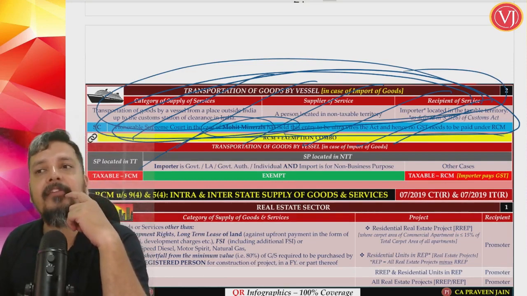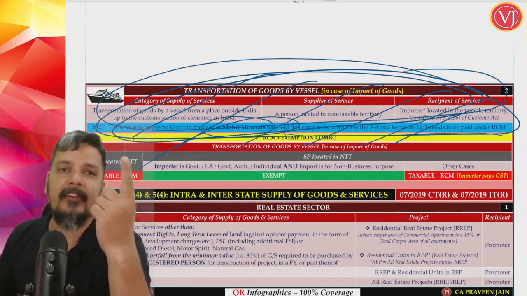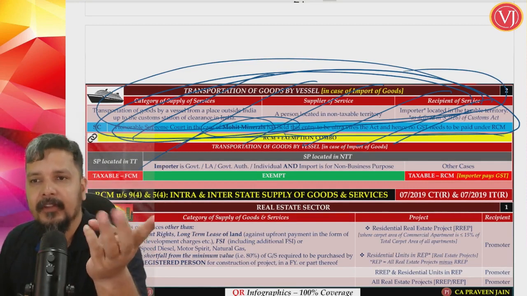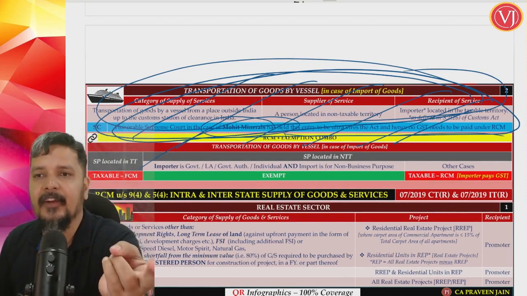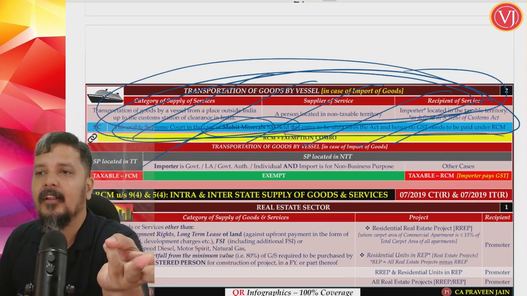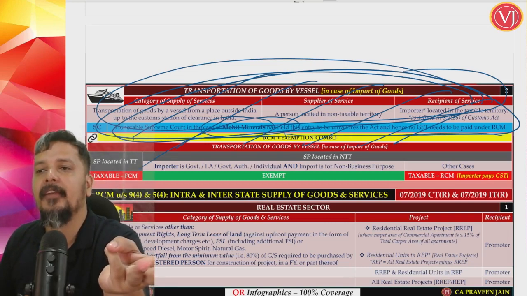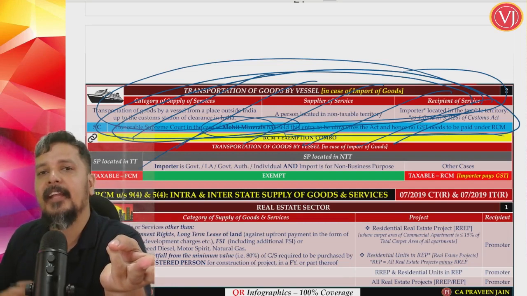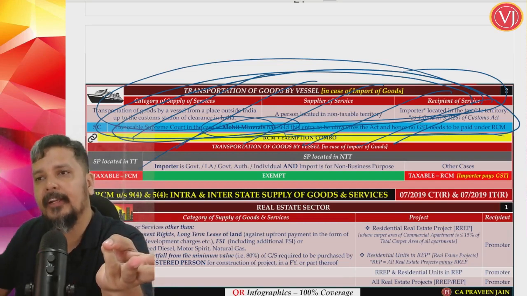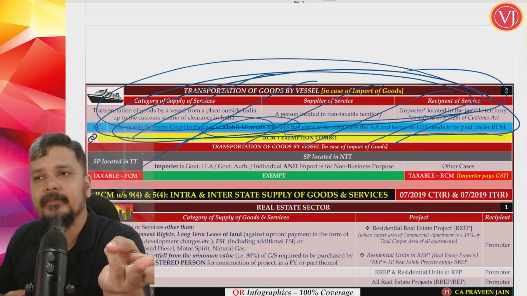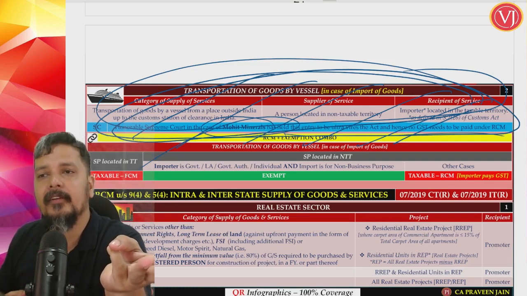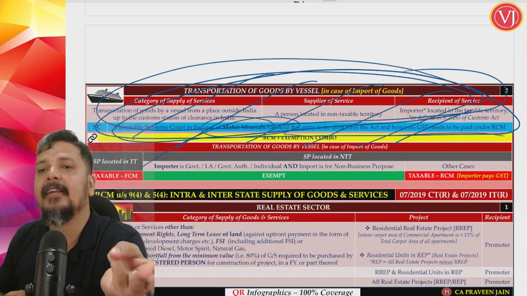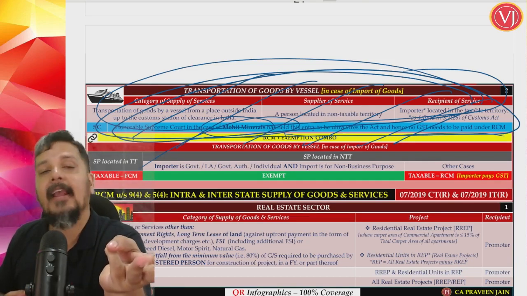There's a third category of special importation of services. So that's one normal, two special. Normal we have discussed, one special we have discussed, OIDAR, there's another special: importation of transportation services when transportation is by way of vessel at the time of goods being imported in India. But that has been overruled by the Supreme Court. It has been said that this entry is ultra vires the Act.